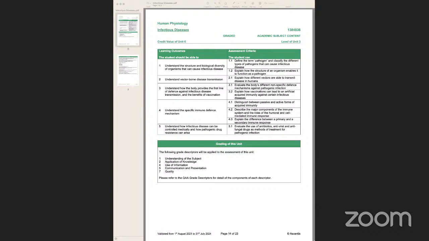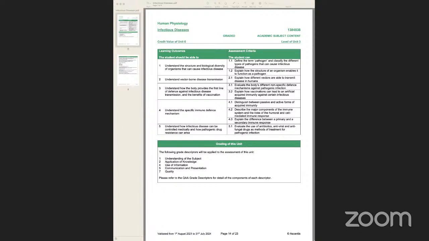We are looking at discussing learning outcome 4. Today's learning outcome 4 is going to be specifically discussing just the immune system. So what we are looking at is obviously the human body's immune system, and specifically what it consists of.